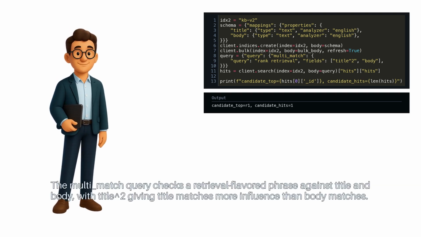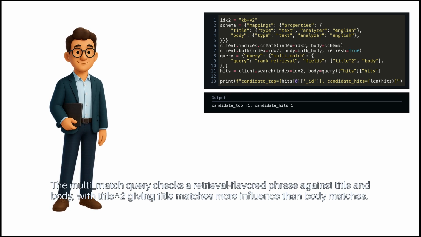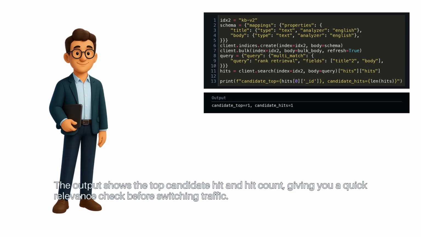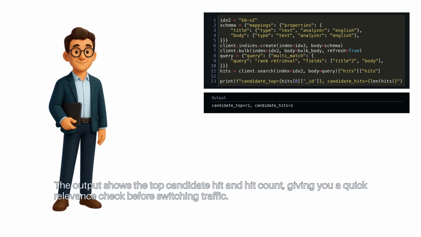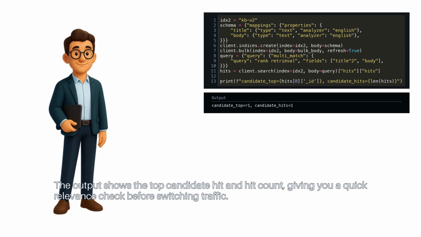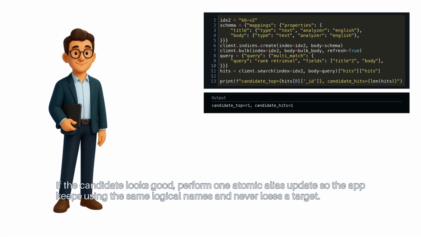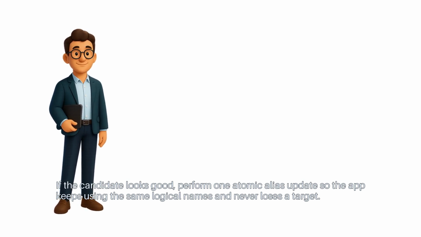The multi-match query checks a retrieval-flavored phrase against title and body, with title^2 giving title matches more influence than body matches. The output shows the top candidate hit and hit count, giving you a quick relevance check before switching traffic. If the candidate looks good, perform one atomic alias update so the app keeps using the same logical names and never loses a target.